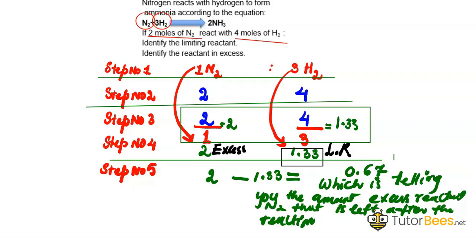When you subtract, you get the amount of your reactant which is in excess.